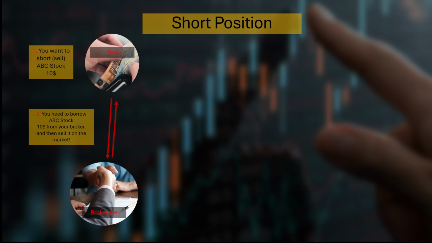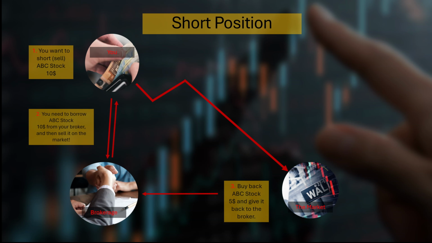You need to borrow it from a broker or somebody else and then sell it on the market. Then you buy it back when it's going down for $5 and give it back to the broker. You make a profit of $5.